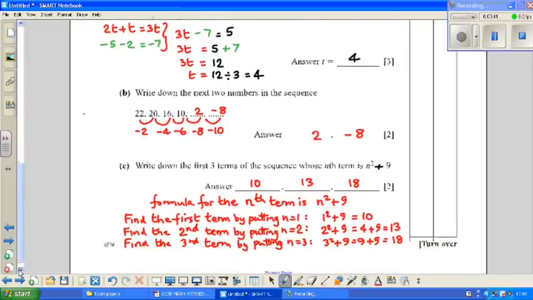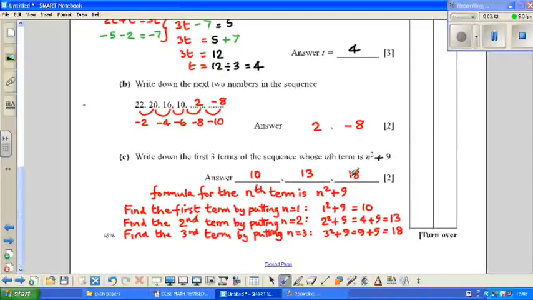The last one there, part C. Write down the first 3 terms of the sequence whose nth term is n squared plus 9. Right, so there's a little method you have to remember how to do this. So write down whatever the formula for the nth term is. In this case it's n squared plus 9.